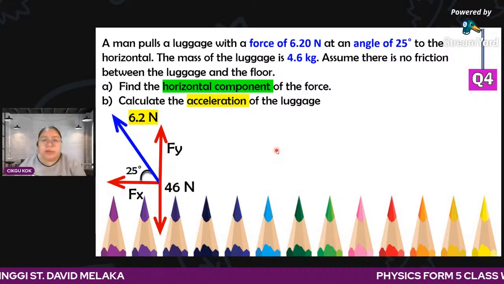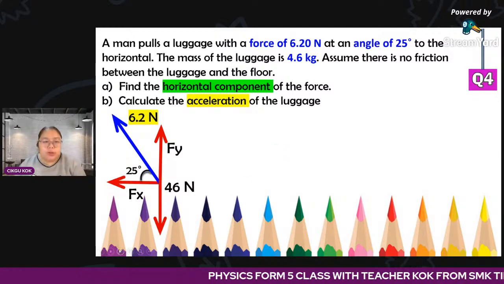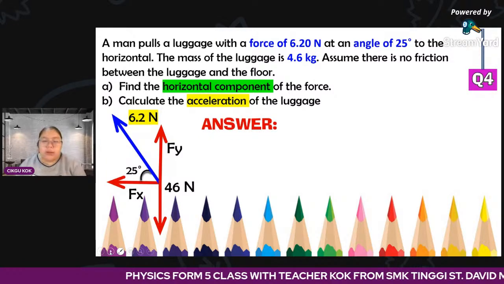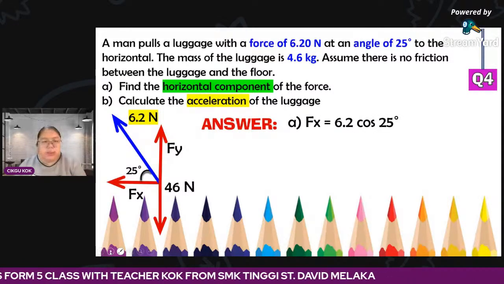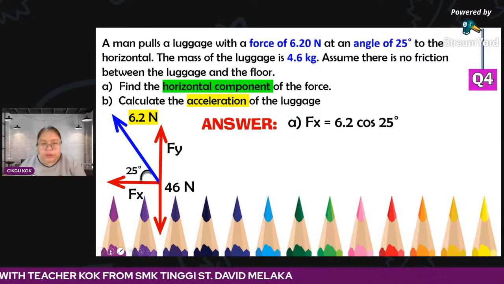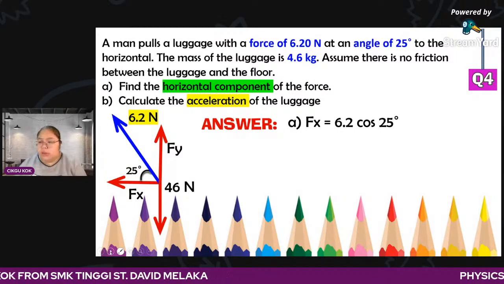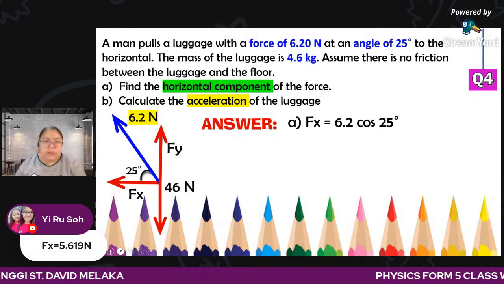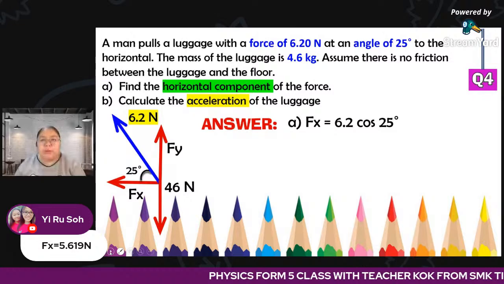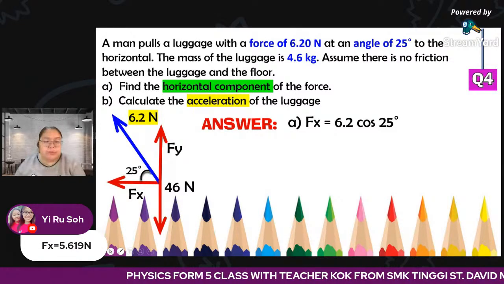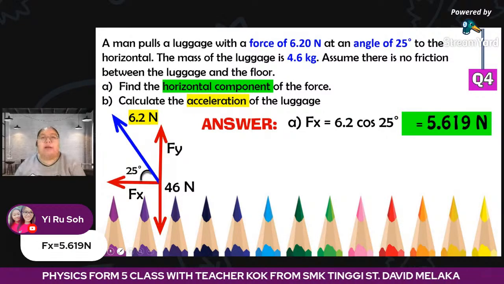Okay, Yuanru, they say 5.619. Okay, make sure using cos. So we go to check. Okay, so the answer 6.2 cos 25. I'm also scared I made a mistake, because sometimes we see the fx, fy is very blurred already. So from here we see the answer. Okay, correct.